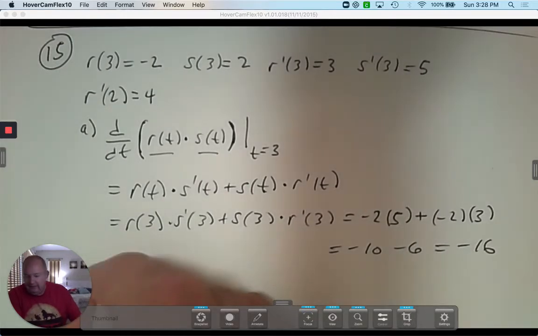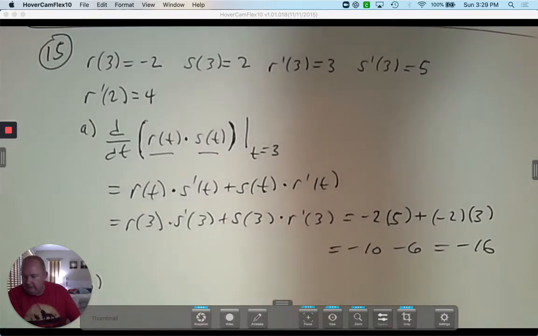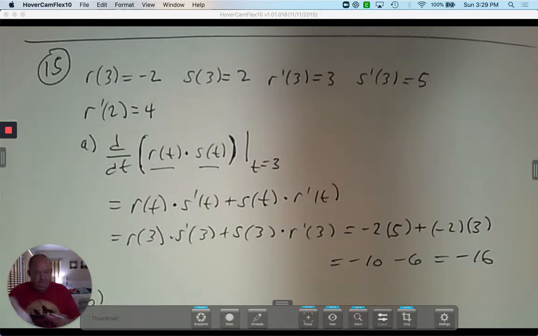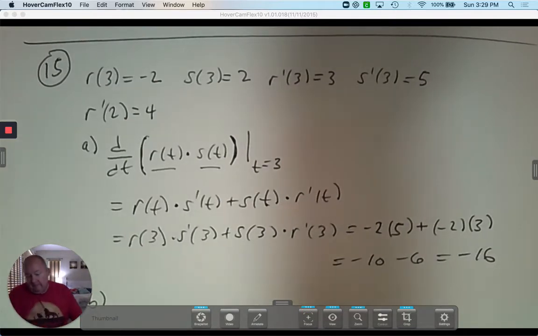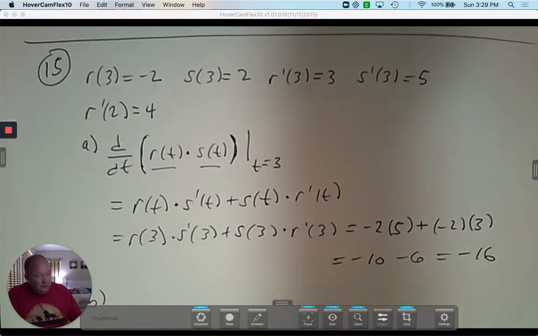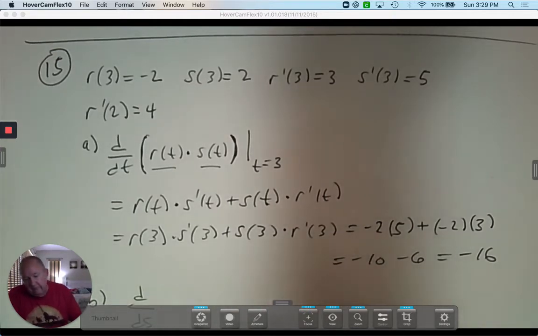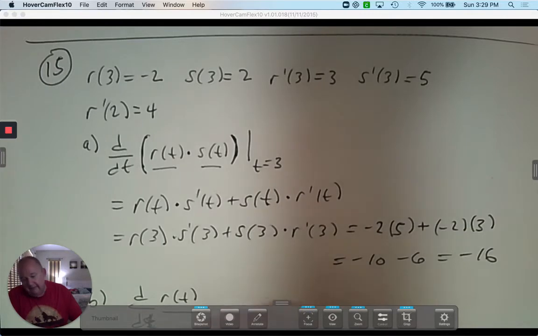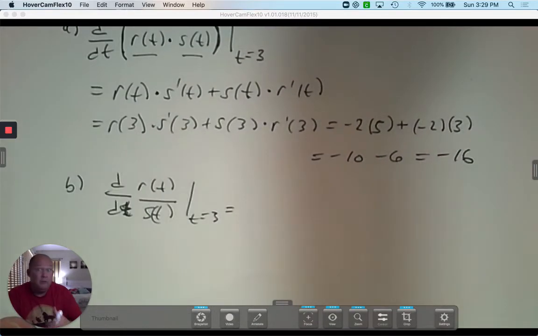All right, part B, I think is a quotient rule. Let's see. Sure, I got it. Oh, there's even a part C. So here we go. So part B is to find the derivative with respect to time. We have R(t) divided by S(t), again at 3. So let's figure this out. We're going to make this short because we're going to plug in 3 wherever there's a t right away.